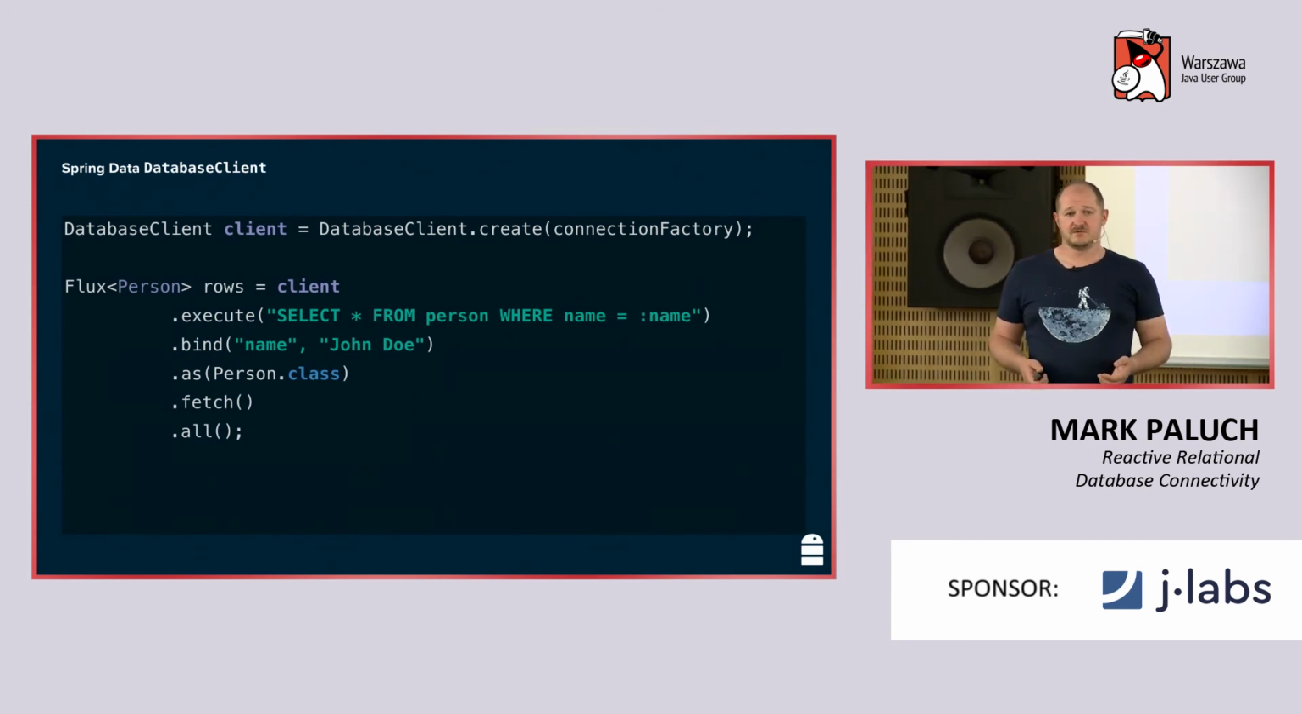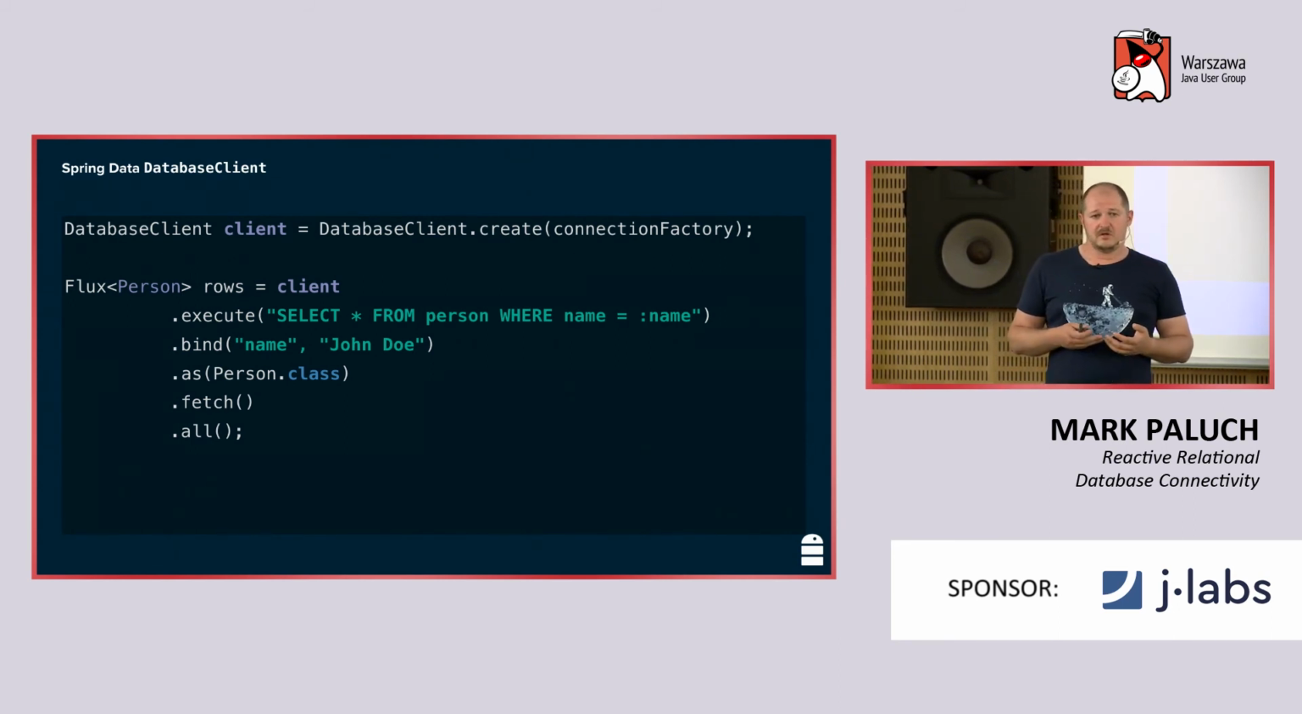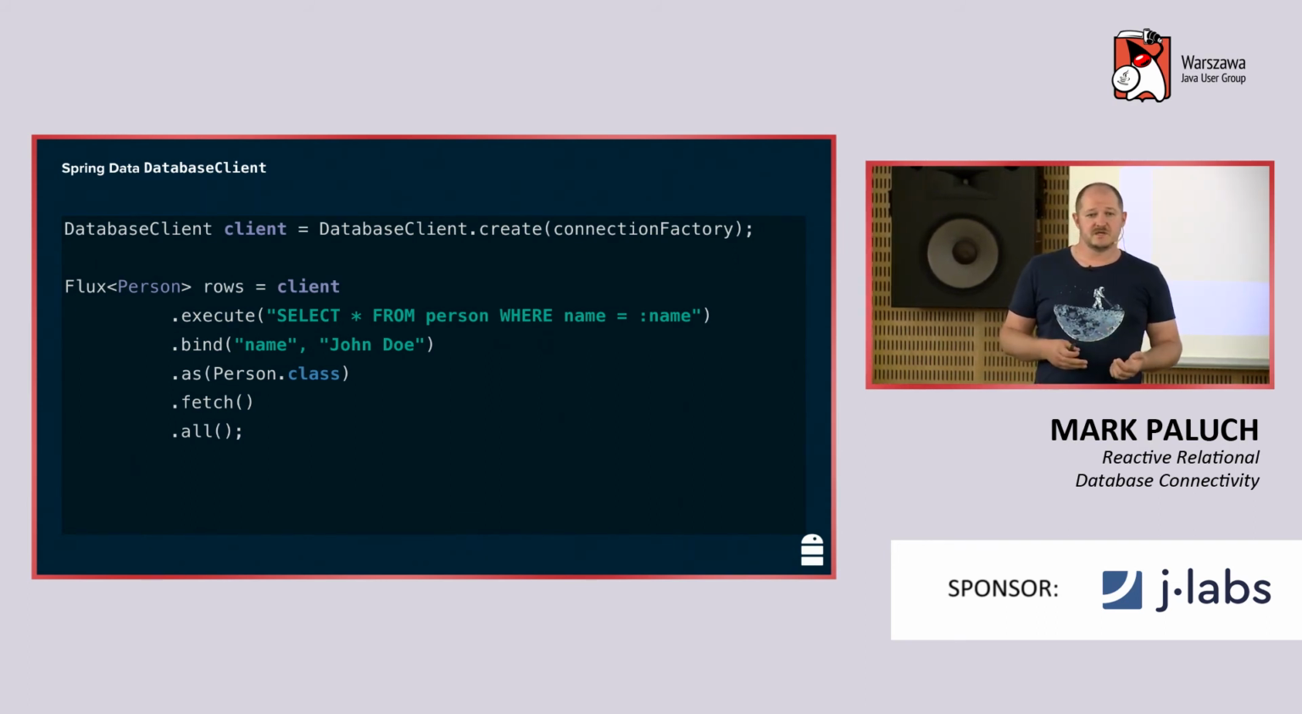It accepts a SQL string or a supplier of SQL. Then, if the statement is parameterized, you can bind values to that. Afterwards, express how you want to consume your data, either as a flux of map that maps the string column name to some object, or map it to a domain object, like here with a person. And afterwards, you can tell Spring Data about the multiplicity. Do you want to consume all your rows? Do you want to consume just the first one, or exactly once? And this is how we envision a functional reactive database access.